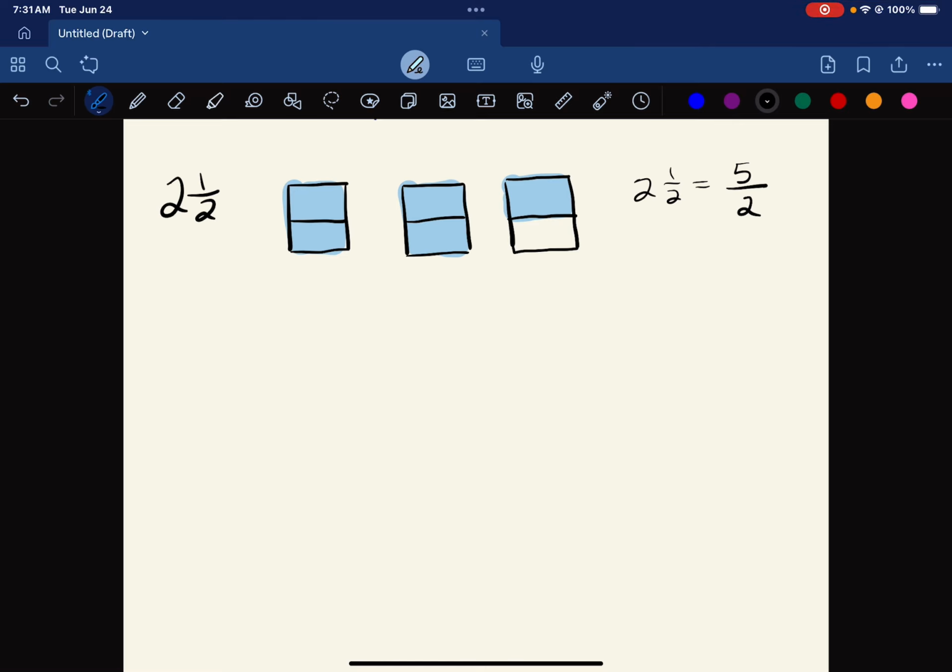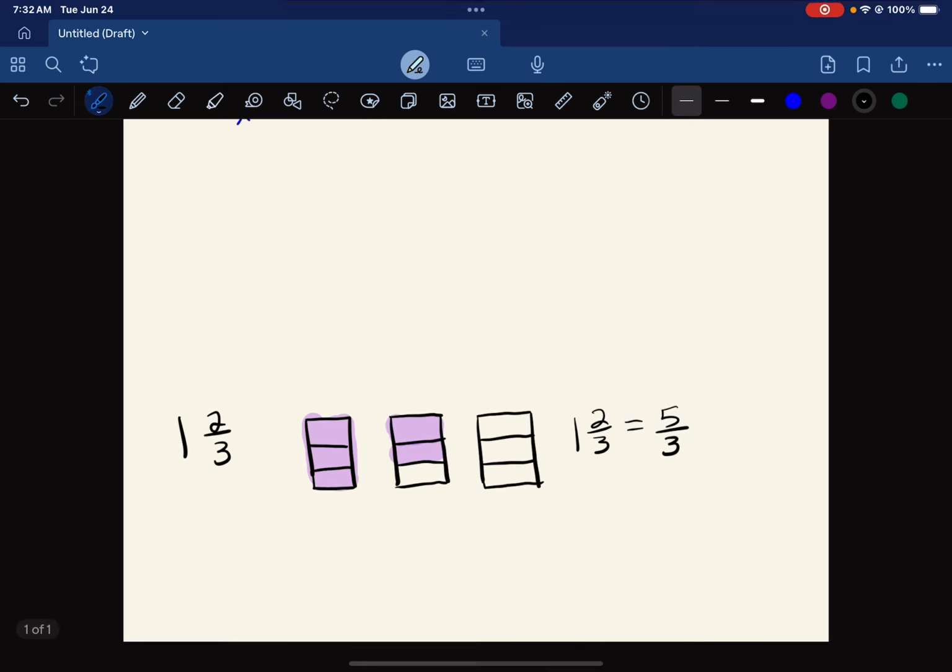2 and 1/2. The little trick or tip that you can use is you can multiply your denominator times your whole number. So we're going to multiply there, and that gives us 4. And then we are going to add our numerator to that. So that gives us 4 plus 1 is 5. So 5 is going to be our numerator, and then we keep the original denominator that we had.